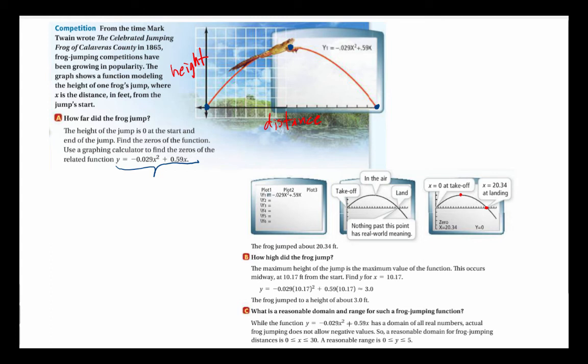Maybe we can assume that there's not going to be any frogs that are going to jump farther than 30 feet. This one was 20 feet, so another frog would have to go 10 more feet, which is pretty crazy. And a reasonable range 0 to 5. Maybe a frog could jump a little higher than 5 feet. I don't know, but that would be a reasonable domain and range for such a function and such a problem.